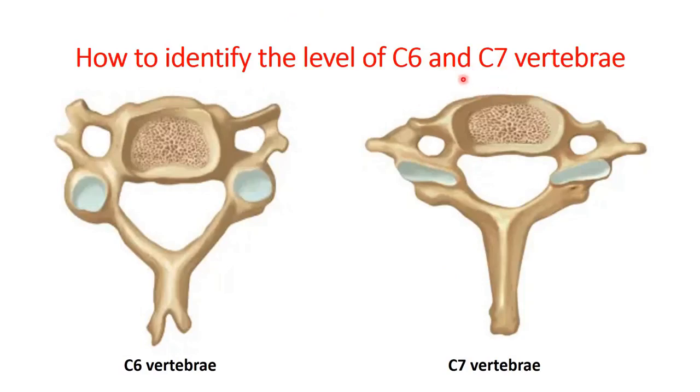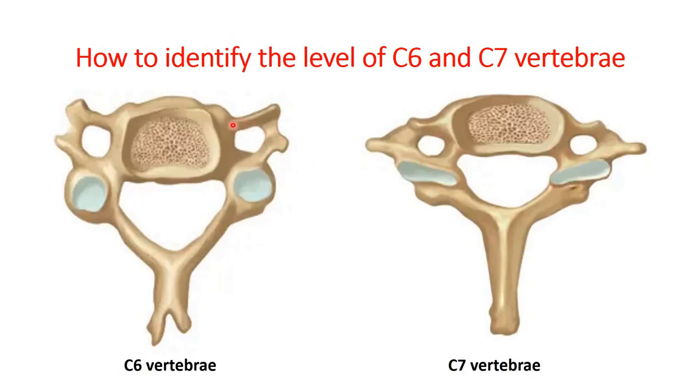While performing the stellate ganglion block, it is essential to identify at which level you are. We are taught that you should not perform the block at the C7 vertebra. You should always perform the block at the C6 vertebra, because here the vertebral artery enters the foramen transversarium. But at the level of C7, the vertebral artery is in close proximity to the stellate ganglion. Now, how will you identify these two vertebrae?